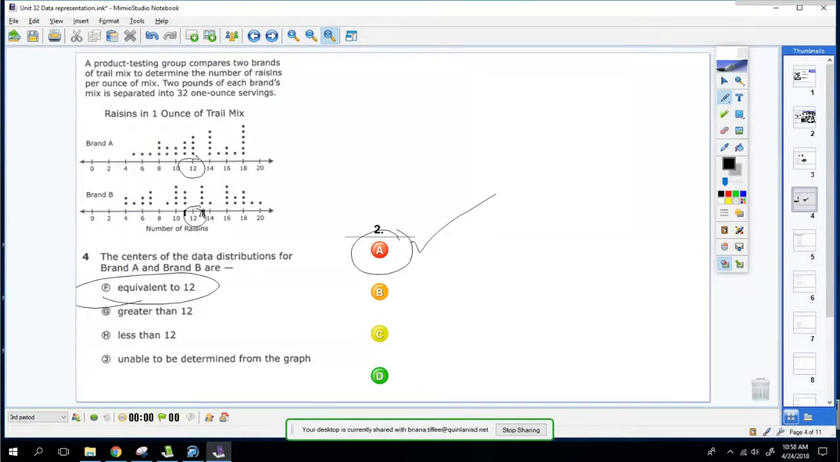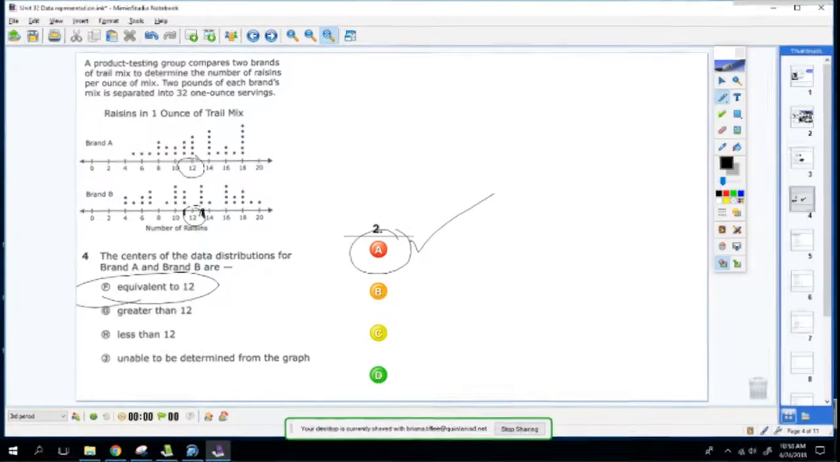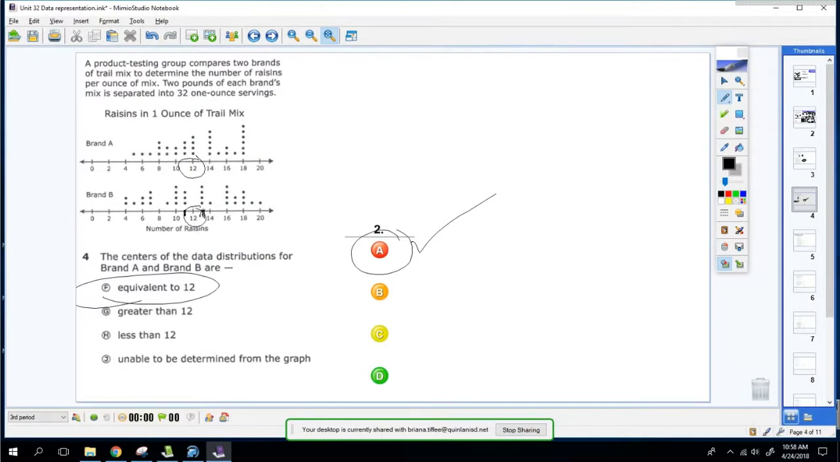Again, this really doesn't require a lot of math. It just requires you to look at your data and make representations from it. So take your time, slow down, reread it, and disprove other answer choices if you get stuck. Okay, thank you guys.